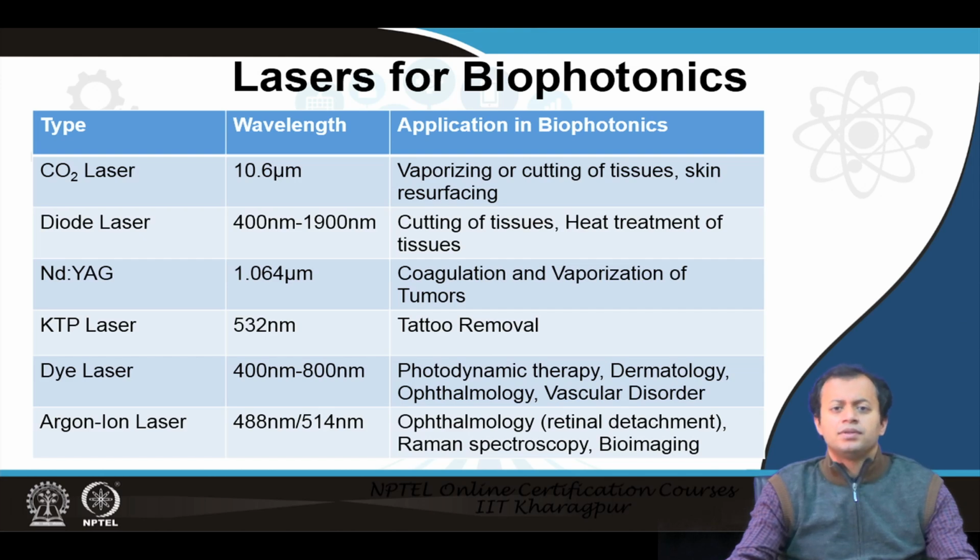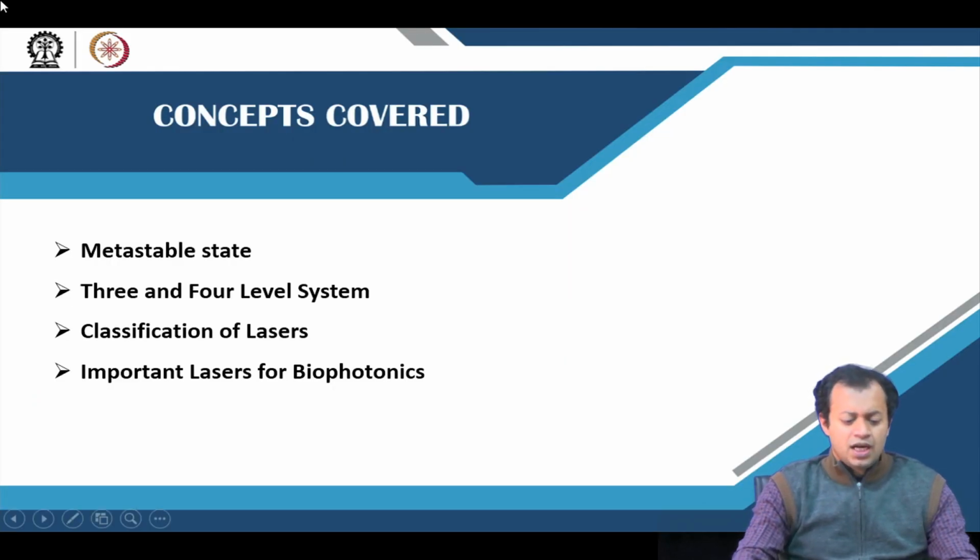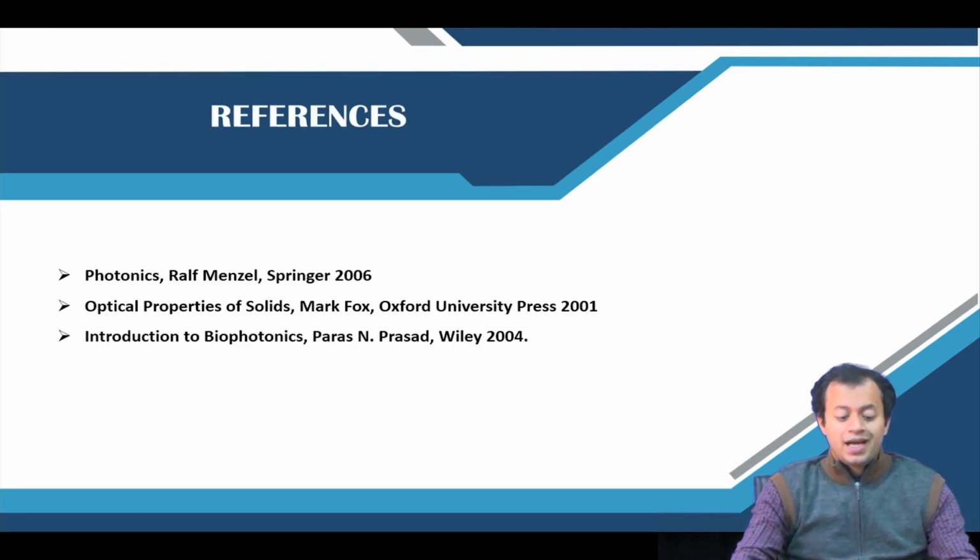Will that help? So these are the concepts covered: metastable state, 3 and 4 level system, classification of lasers, and important laser for biophotonics. In the next class, I am going to discuss non-linear process. Non-linearity is a part of photonics. We want to see non-linearity of laser application in biological matter.